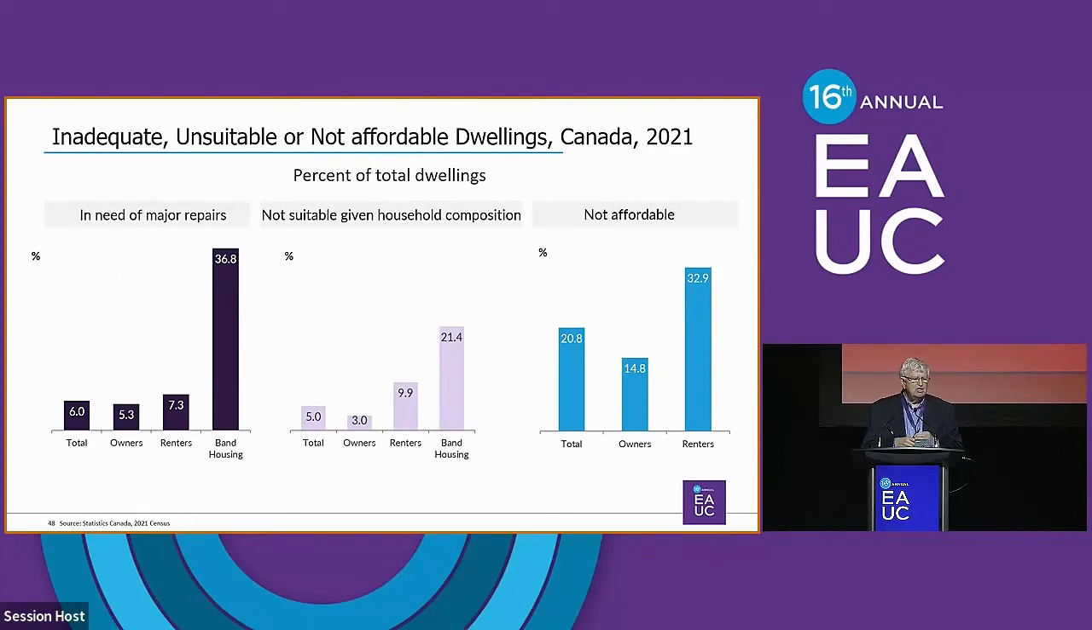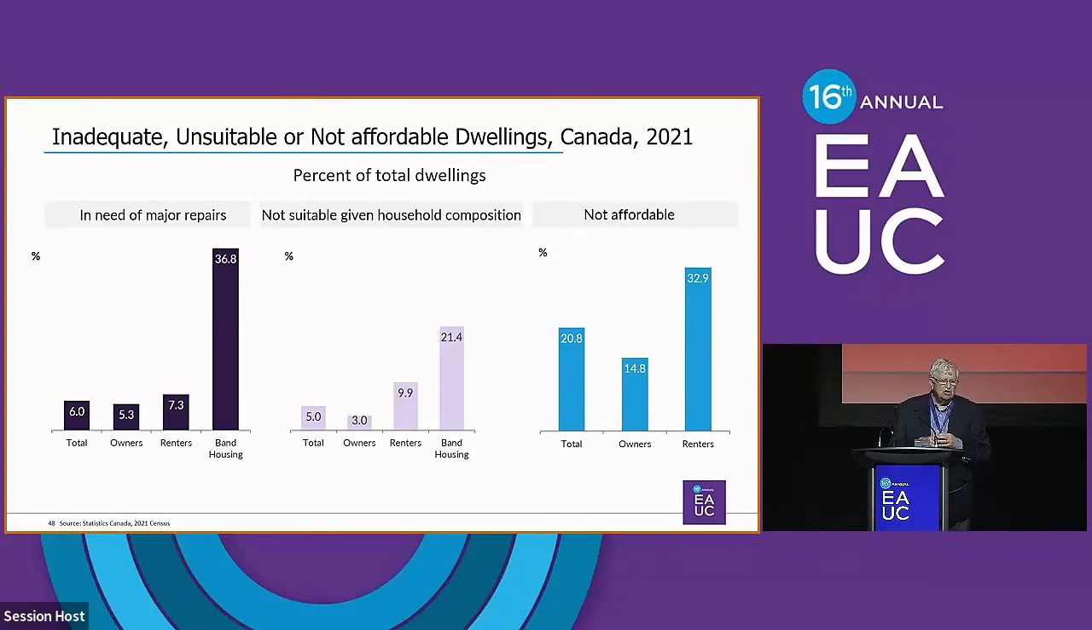The census measures the conditions of our housing stock, and this just summarizes a number of measures. Adequacy of housing is measured in terms of to what extent major repairs are needed. And you can see about 6% of housing is in need of major repairs, always higher for renters than for owners, and extremely high in our First Nations on-reserve population, housing a major, major challenge to that population.